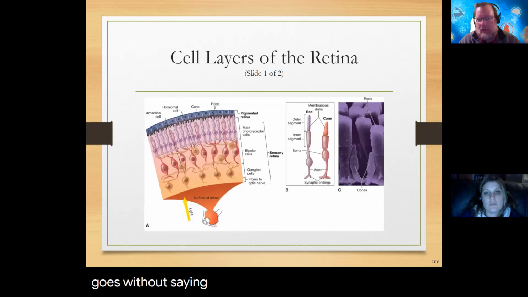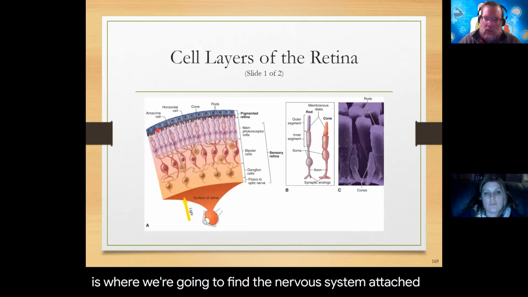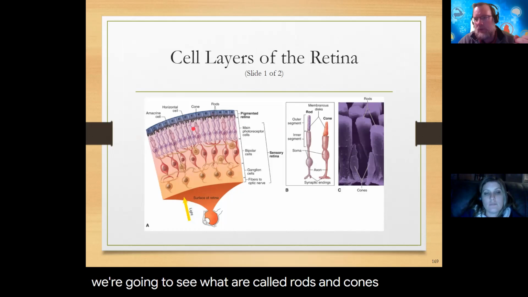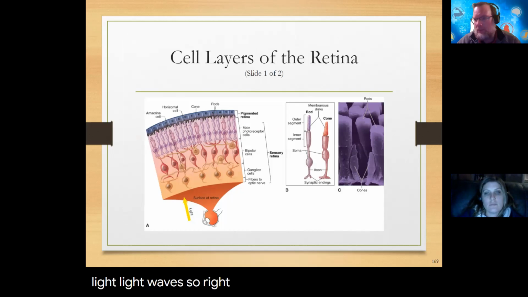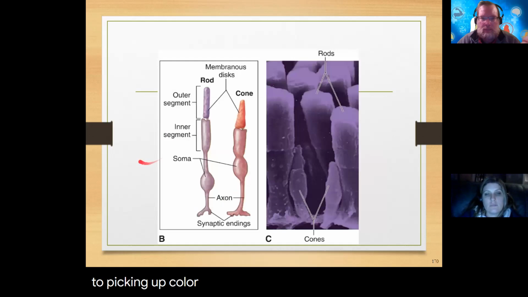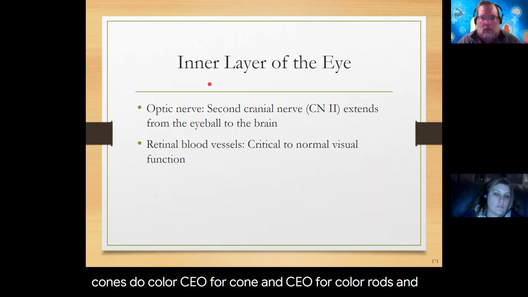Okay. A couple key features of the retina. This is where we're going to find the nervous system attached. We're going to see what are called rods and cones. These rods and cones are going to pick up different vibrations of light waves. So rods are going to pick up more of your subtle, darker shades, like your sepia tones and your blacks and whites and grays. And cones are going to be more specific to picking up color. So here's a rod and here's a cone. So cones do color. CO for cone and CO for color. Okay, rods and cones.